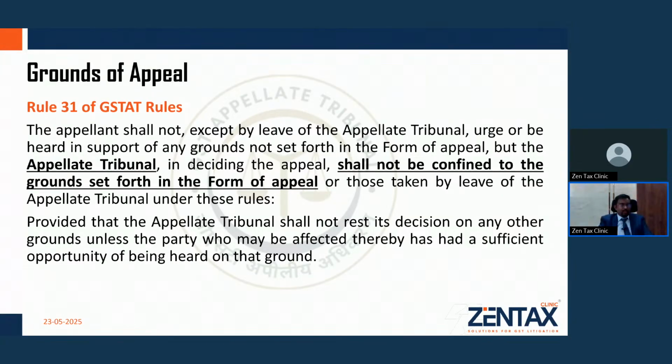Say, for example, someone filing an appeal has not even challenged the validity of the show cause notice on the grounds of limitation. But the members of the bench have noted that this order or the prima facie show cause notice is barred by limitation. Then the appellate tribunal should not be restricted to say that just because the appellant did not raise this ground, I will not consider this. The appellate tribunal themselves can consider that ground and give a favorable order also. But when they go for any other ground, then the affected party also needs to be given a sufficient opportunity of being heard.